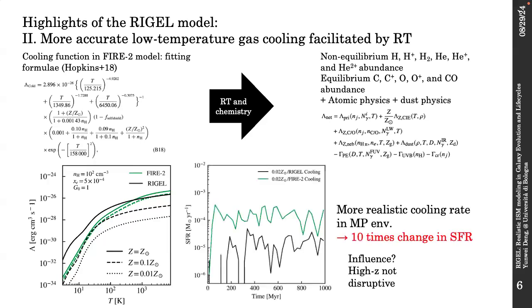Consequently, this figure shows the result of two identical isolated dwarf galaxy simulations. The only difference is that I use a different cooling model. Green is Bat­tiferro and black is RIGEL. So you can see with 10 times lower cooling rate, I get 10 times lower star formation rate, which gives us the implication that the star formation in high-redshift metal-poor dwarf galaxies may not be as bursty and destructive as Bat­tiferro predicted.